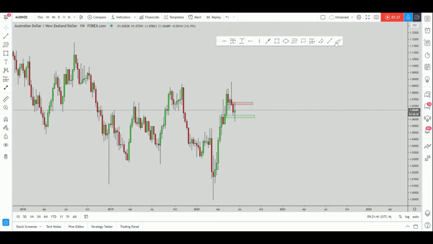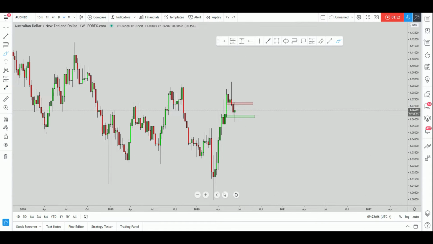Now, why is this resistance and why is this support? In this move to the upside, the market rejected exactly here. And in fact, this area is a previous resistance, which is now turned support. And after breaking the zone to the upside, the market stopped here and basically went higher. And after doing this, what the market actually created is a support level here, which is now resistance.